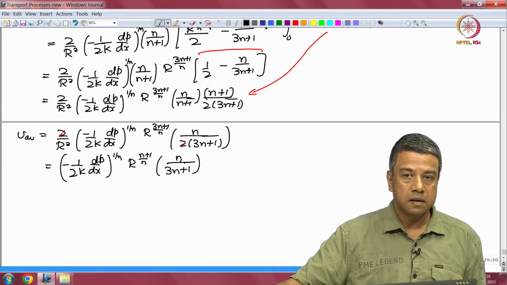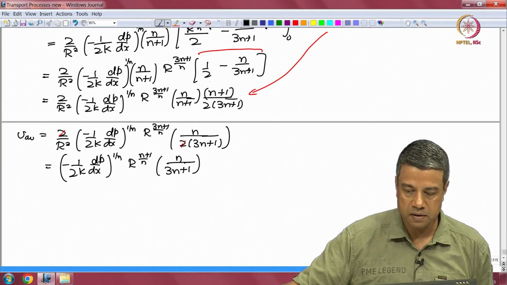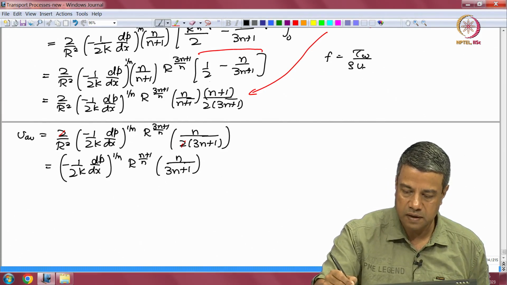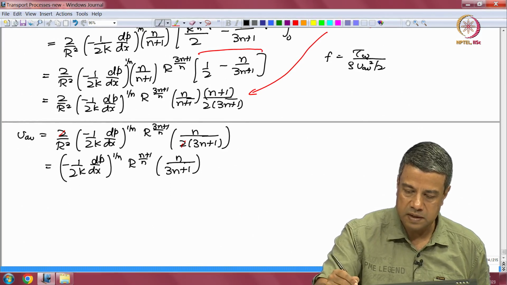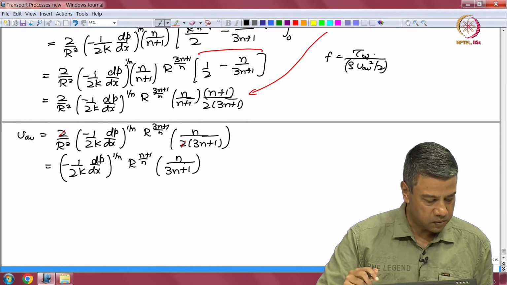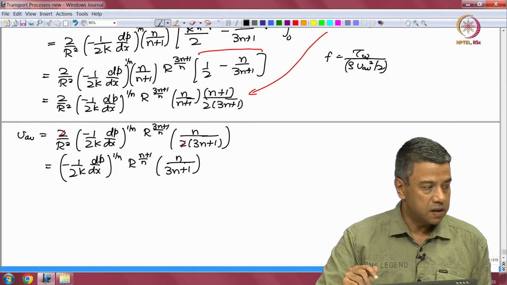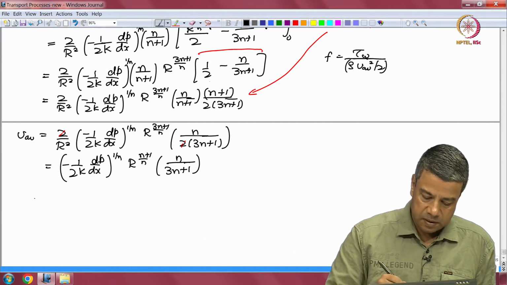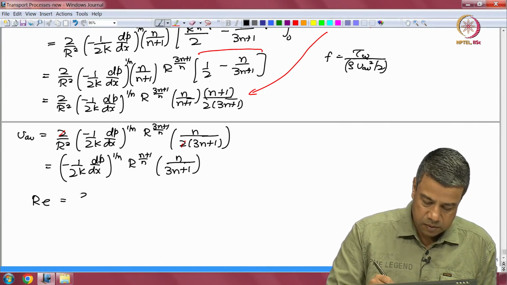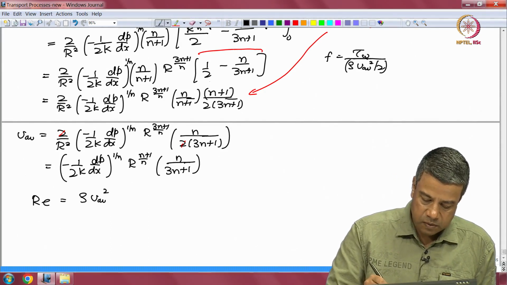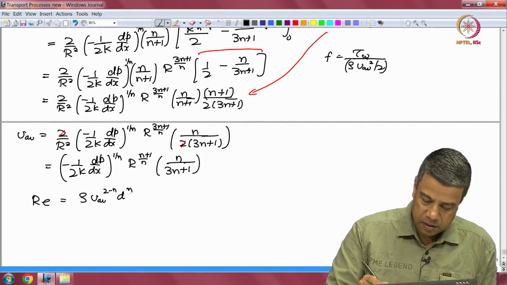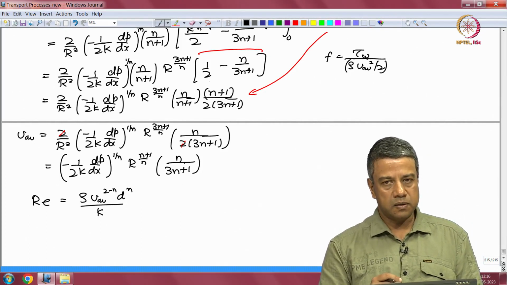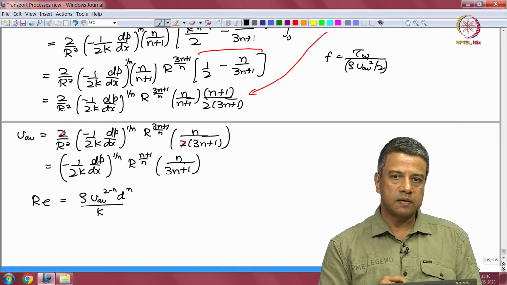Now, we have to relate the friction factor to the Reynolds number. Recall that the friction factor is equal to tau w by rho v average square by 2 for this case. And this has to be related to the Reynolds number. So, we have to define the Reynolds number for this case. The Reynolds number is equal to rho v average power 2 minus n into d power n by k. This we had derived earlier using dimensional analysis for the Reynolds number for a power law fluid.